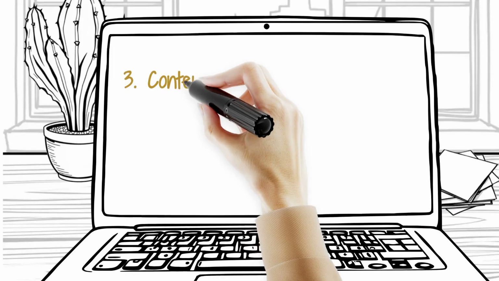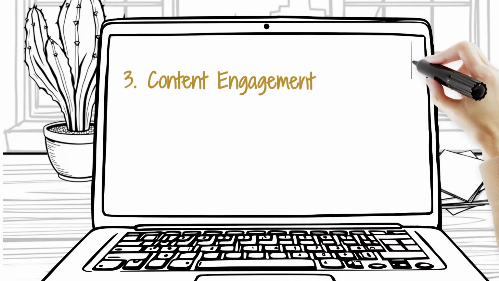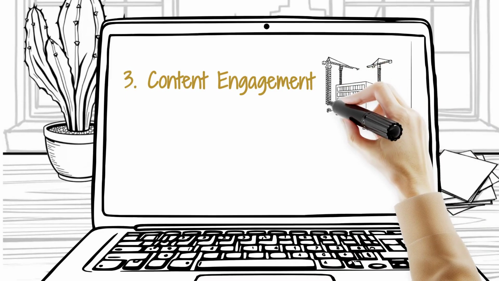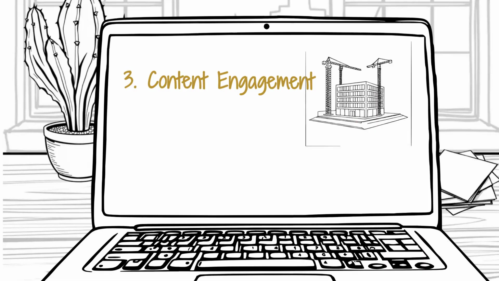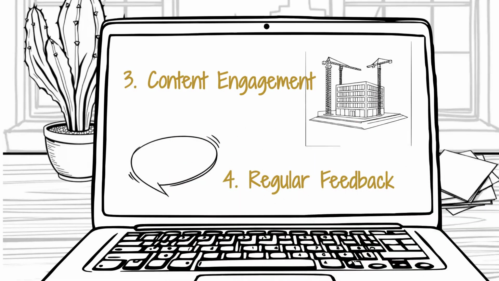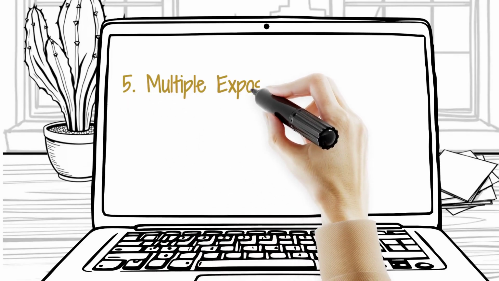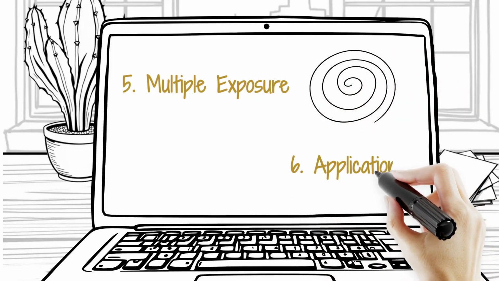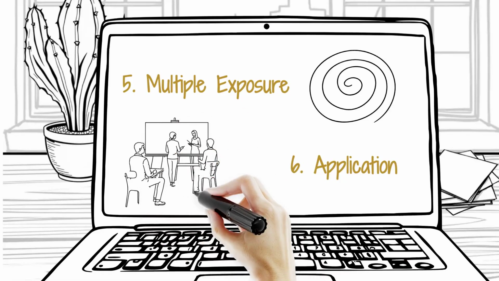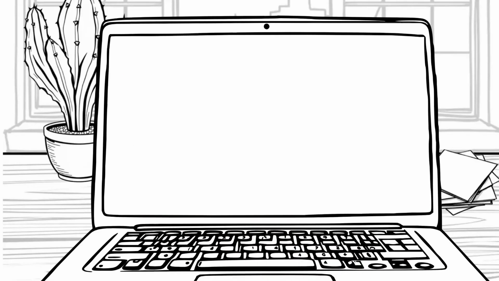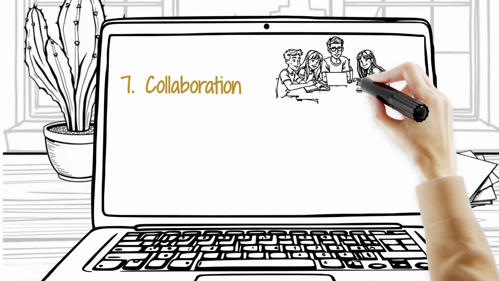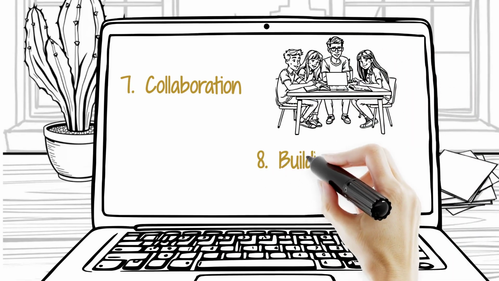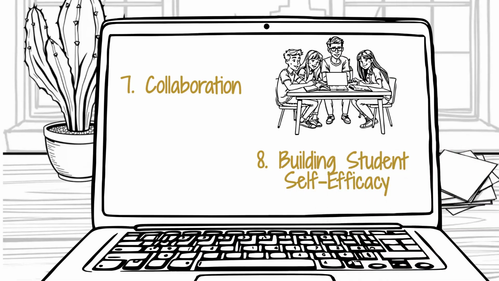The next 2 are content engagement, including assessing prior knowledge, providing scaffolds and structures, and encouraging metacognition, or thinking about thinking and learning. And regular feedback, casual and formal between the student and the teacher and between peers. And then multiple exposure, ensuring students see content and skills multiple times to build understanding. And application, having students apply their knowledge and communicate their thinking. And the final 2, collaboration, practicing cooperation to build understanding in a pair, group, or full class. And building student self-efficacy through genuine praise, encouragement, support, and feedback.